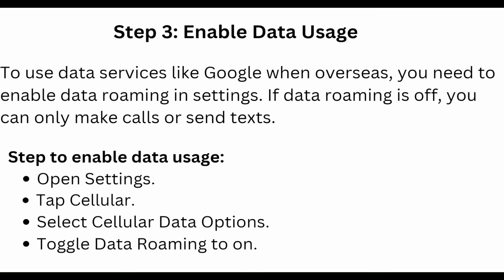After this, enable data usage. To use data services like Google when overseas, you need to enable data roaming in settings. If data roaming is off, you can only make calls or send texts. So how to enable data usage? First of all, go to settings, tap cellular, select the cellular data option, and toggle data roaming to on. So this is the way you can enable data usage.